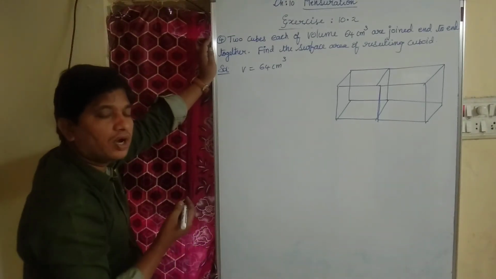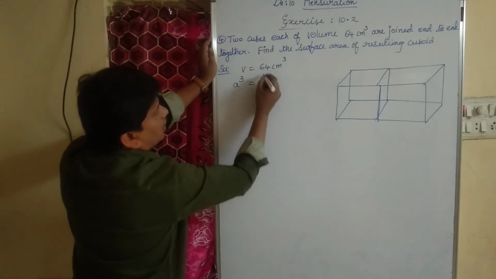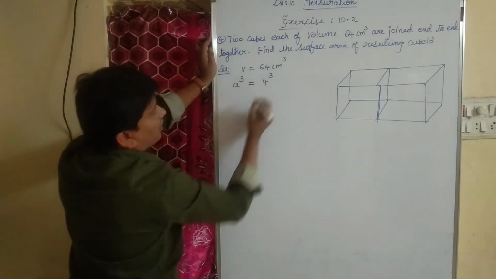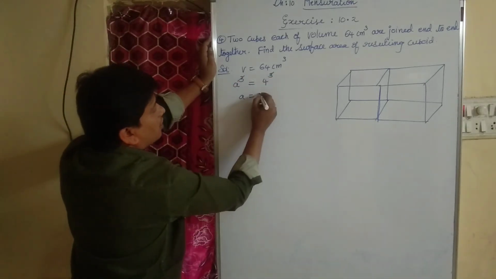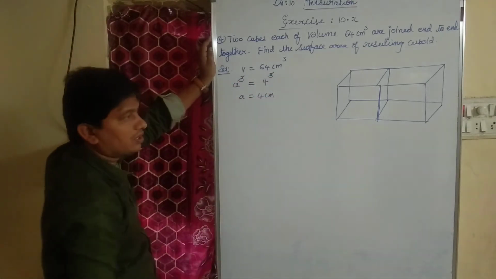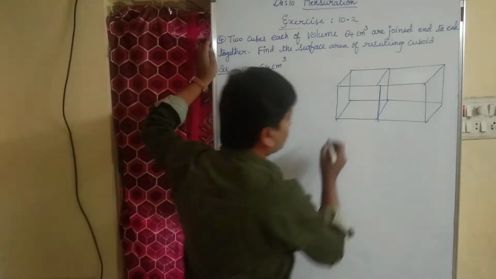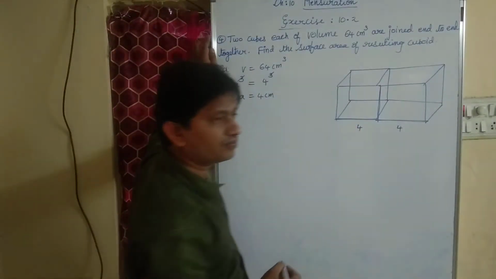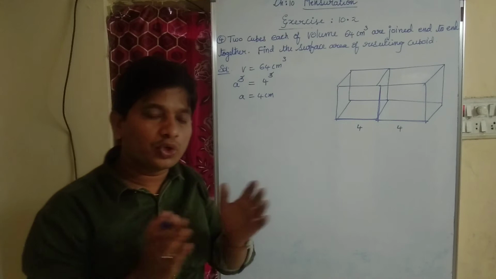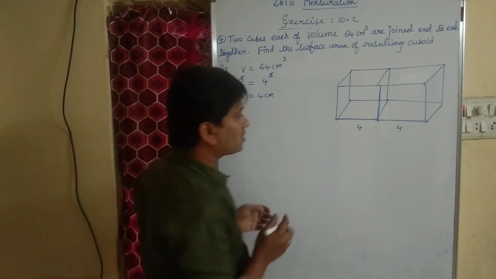We know what is the volume of a cube? Volume of cube is a cube equal to 64, I can write as 4 cube. Cube gets cancelled. a equal to how much? 4 centimeter. I mean the side of the cube is 4 centimeter. So this is 4 centimeter, as well as this is 4 centimeter. When we join two cubes, you will get a cuboid. So what are the dimensions of the cuboid?